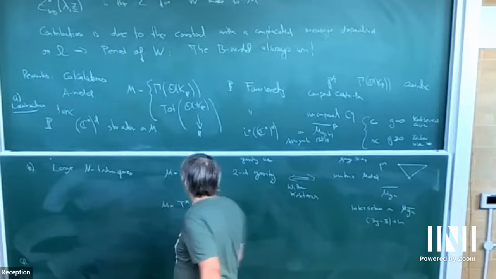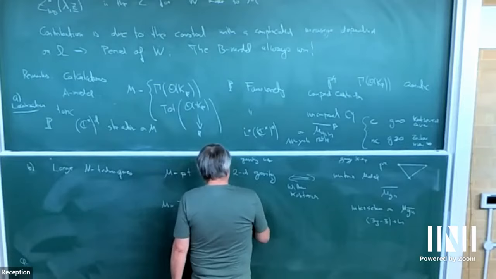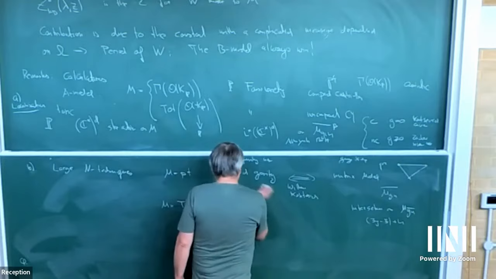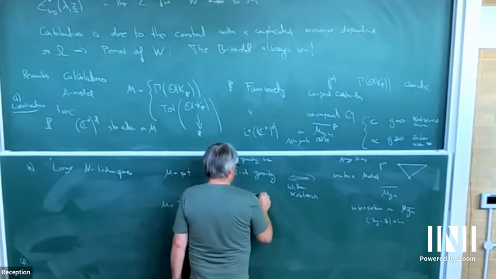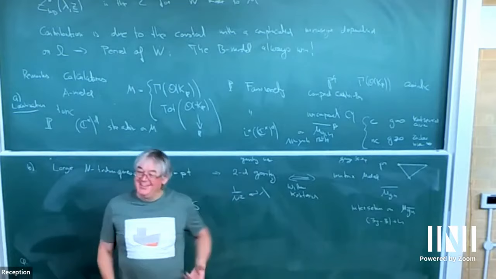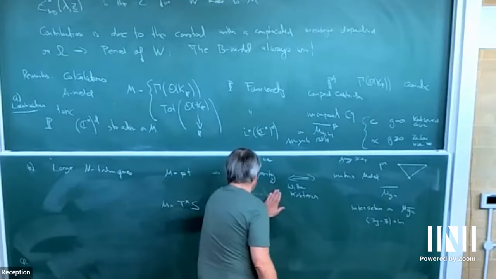One over N squared corresponds to lambda. So the one over N expansion is roughly the expansion in lambda. Only that it starts in genus zero, which is positive. Yeah, so that is missing. And then there is the other idea.